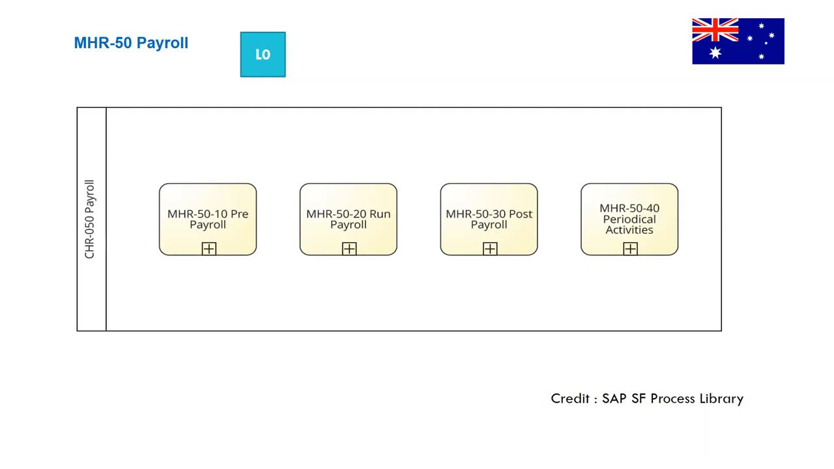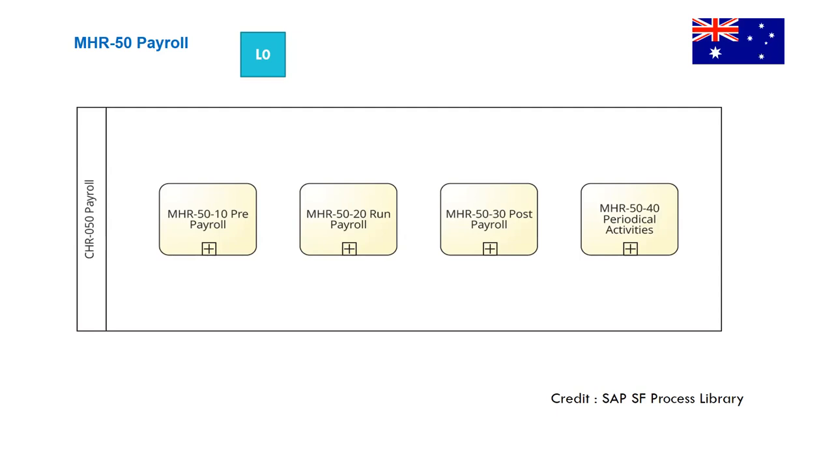So you were knowing L0. There are different levels of process. L0 means the top level, root level processes. When it comes to payroll, for SAP or in general, we have four basic L0 level processes: pre-payroll, run payroll, post-payroll, followed by the periodical activities. Whatever we do on a day-to-day basis generally comes under the last bucket, the periodical activity.